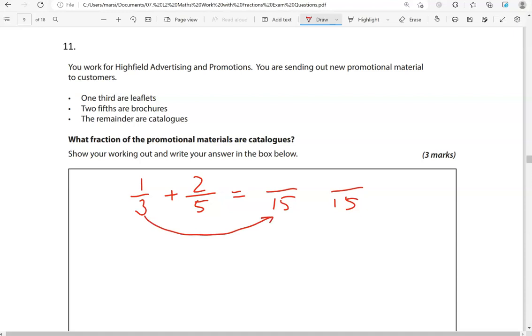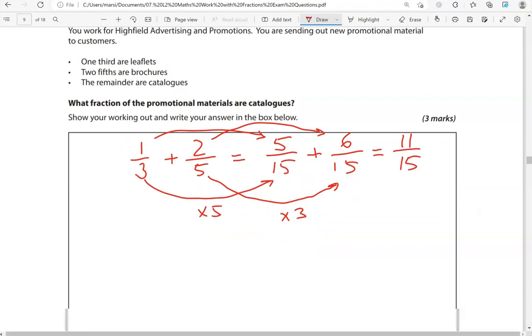So to get from 3 to 15, we multiply it by 5. Do the same to the top number. So 1 times 5 gives us 5. To get from 5 to 15, we multiply by 3. So we do the same to the top number. 2 times 3, that is 6. So adding these two together gives us 11 15ths.